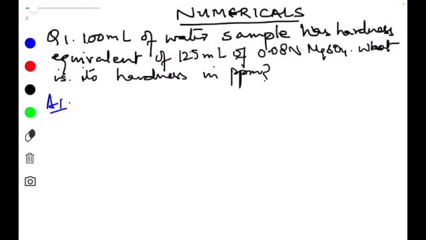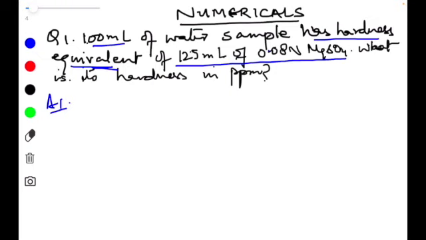That is parts per million. First, let's try to understand the question. The question is saying that I have a water sample, and what is the volume of my water sample? 100 ml. So I have 100 ml of water sample, but I don't know what is its hardness. How much concentration of salt is present in this sample? So I have 100 ml of water sample, but if I want to compare its hardness with any other sample, the question is saying that it has hardness equivalent to what? Equivalent of 12.5 ml of 0.08 normal MgSO4.